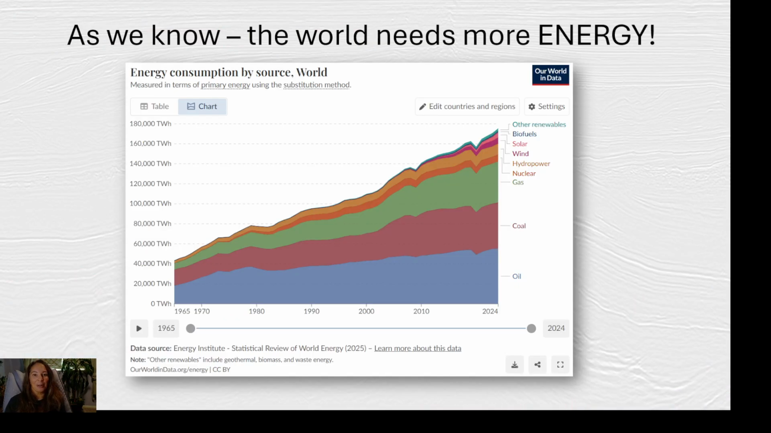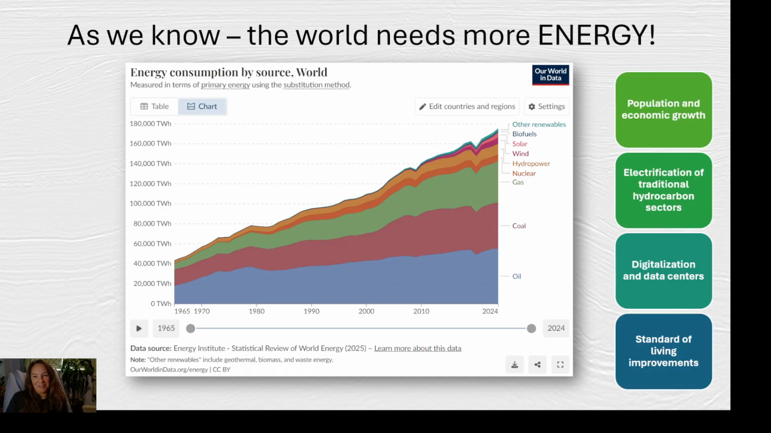As we know, the world needs more energy. This is something I've been thinking about for years. Probably many of you have too. And if we look at this energy consumption by source for global, you can see that there's been a lot of uptake in all different types of energy types. And this is because we've got huge amounts of population and economic growth all around the world.